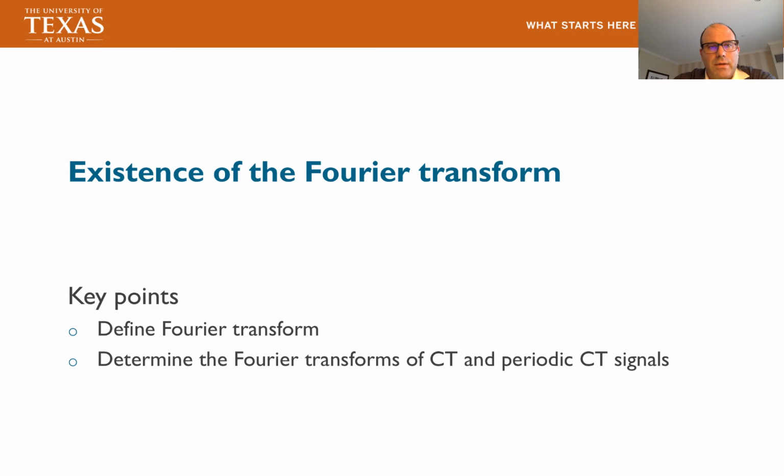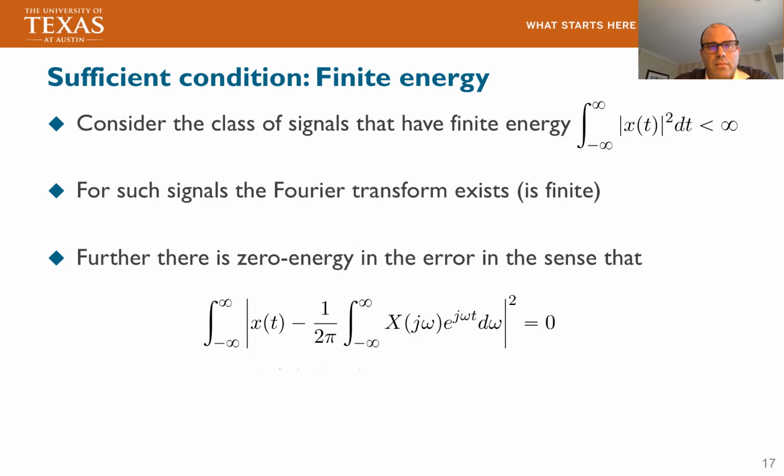Okay, so now let's talk about the existence of the Fourier transform. So the question of this section to answer is, when does a Fourier transform exist for a given signal? If a signal is what's called finite energy, which means that if you integrate the magnitude squared of the signal and it's less than infinity, then the Fourier transform exists.